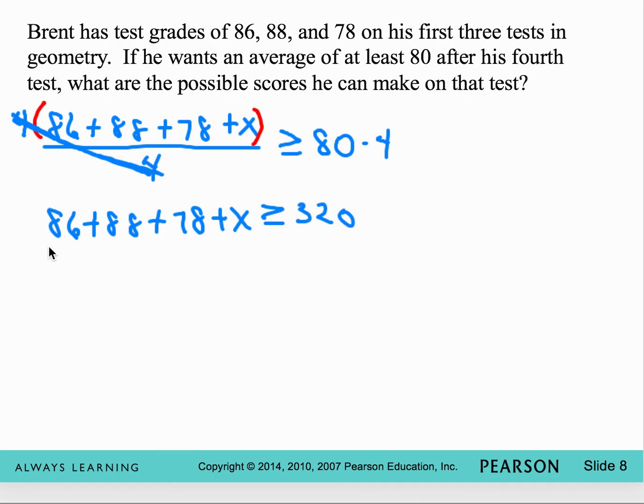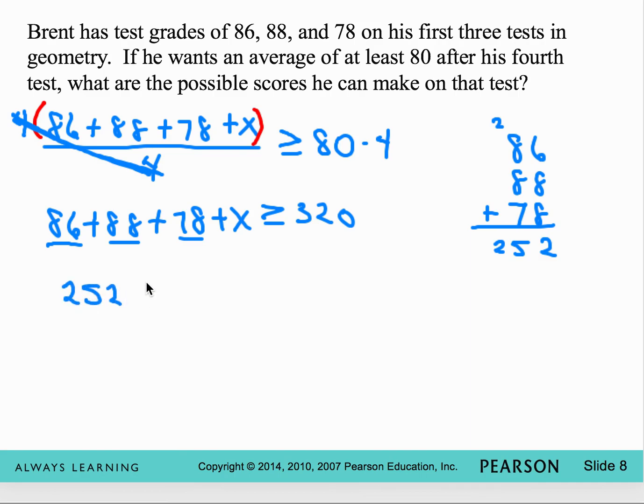Do any math you can do. So I can just add all these together. Let's go over here and see what we have. 86, 88, 78, 16, 22, 10, 18, 25. So 252 plus x has to be greater than or equal to 320.